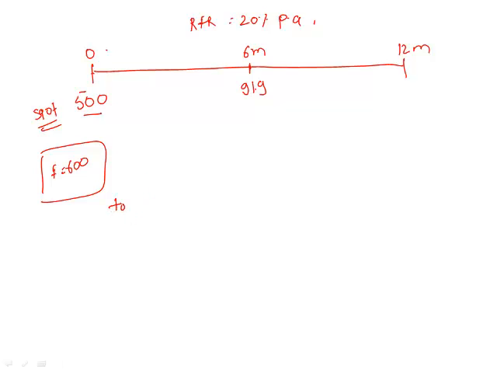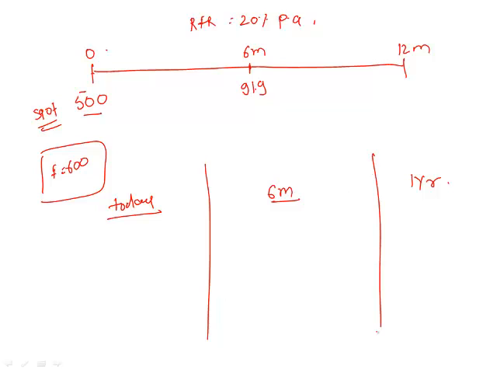So what do I do today? What do I do in 6 months? And what happens after 1 year? Three sets of actions. What happens today? Number one, I will go to a bank and I will borrow 500 at the rate of 20%. Number two, with that money, I will buy the stock.